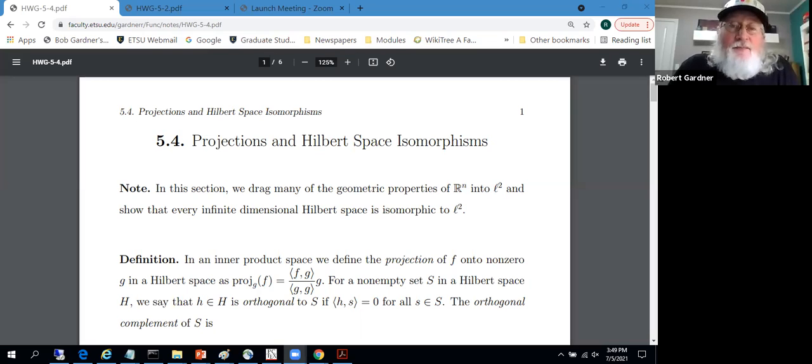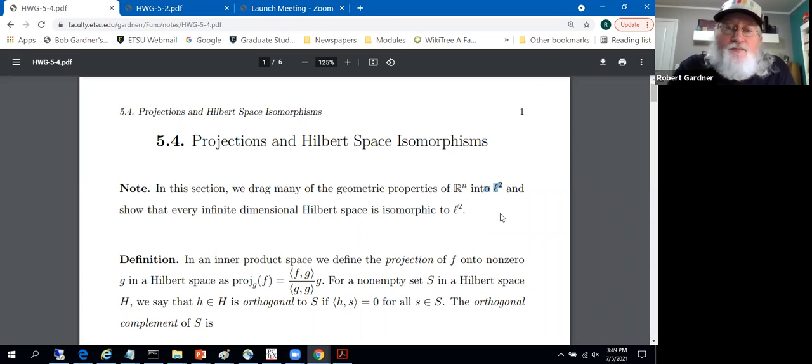So here we are in section 5.4, projections in Hilbert space isomorphisms. What we'll do in this section is drag a bunch of ideas from Rn into Hilbert spaces. A specific kind of Hilbert spaces, there'll be infinite dimensional separable Hilbert spaces, that is, infinite dimensional Hilbert spaces with a Schauder basis. And we'll see finally the long-awaited fundamental theorem of infinite dimensional vector spaces to show that every such Hilbert space is actually isomorphic to little L2.